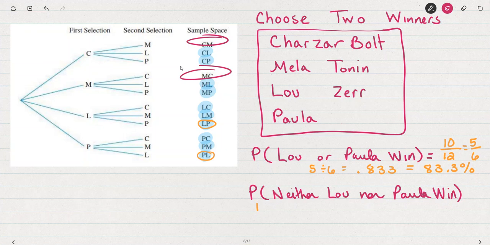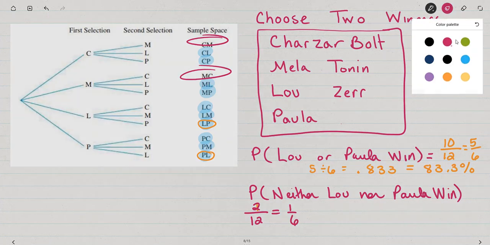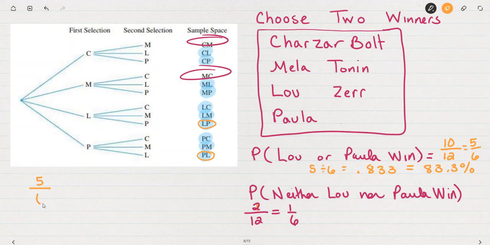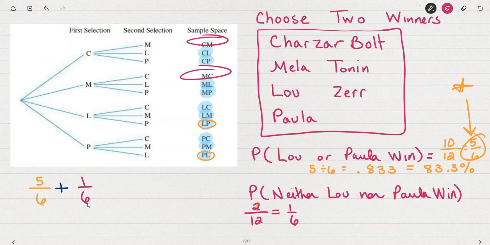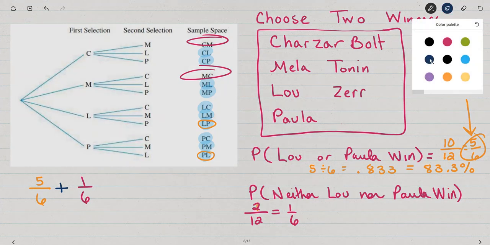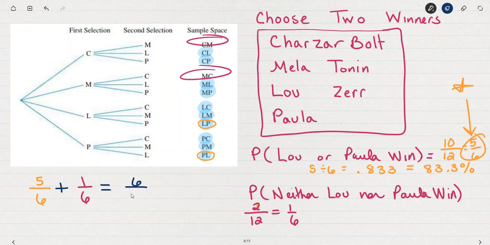So I could count them up and say that that's 2 out of 12, which is 1 in 6. But notice that this 5/6, the probability that Lou or Paula win, added to the 1/6 gives us the entire sample space. So what we get when we add the entire sample space is 1 whole.